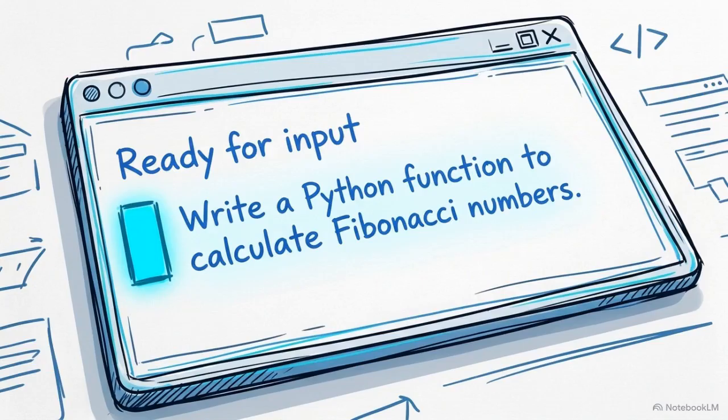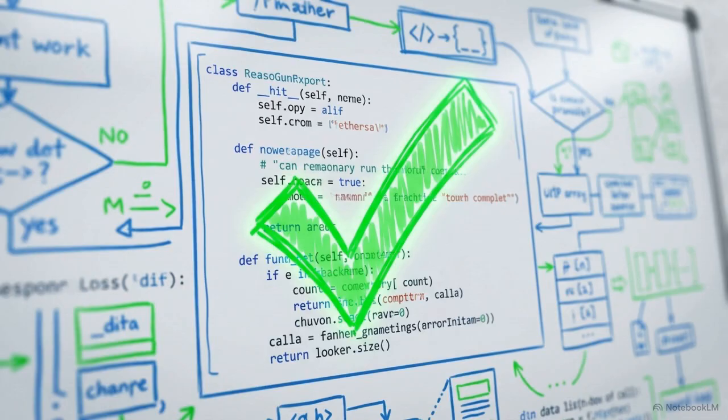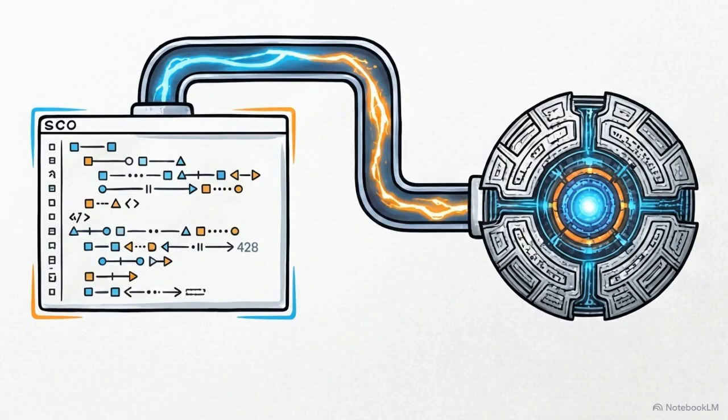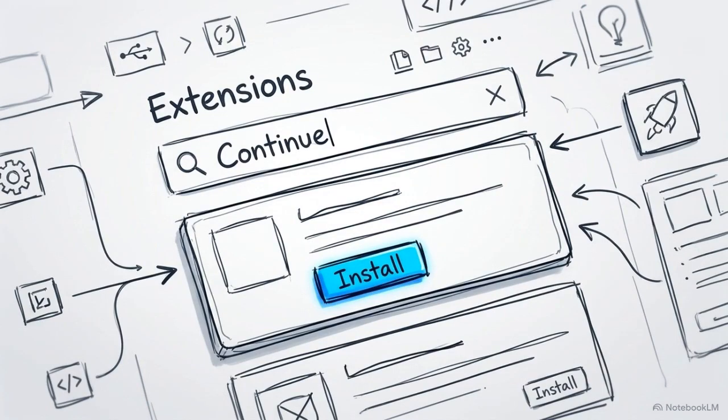Test it by typing, "Write a Python function to calculate Fibonacci numbers." Watch as syntactically correct code generates character by character directly in your terminal. Generating code in a terminal proves your hardware is capable. To make this useful for daily development, we need to wire this engine directly into your code editor. Open Visual Studio Code and click on the Extensions panel in the left sidebar. Search for Continue and install the open source extension labeled Continue, Codestral, Claude, and more.